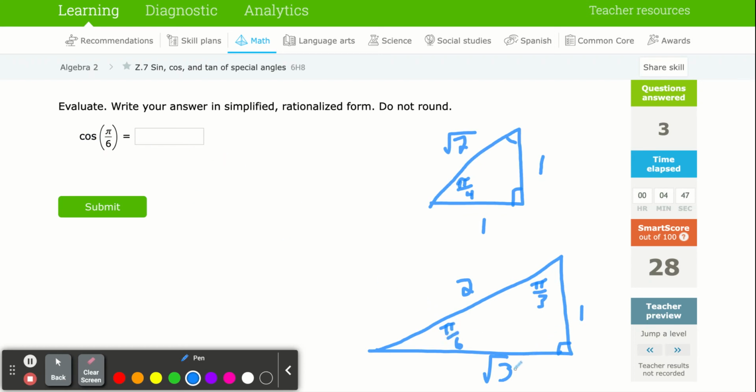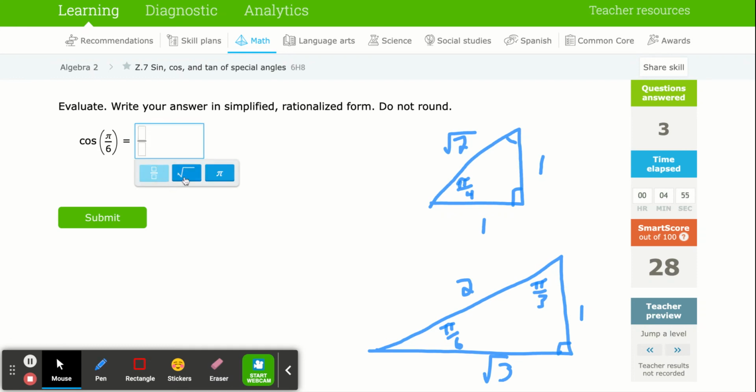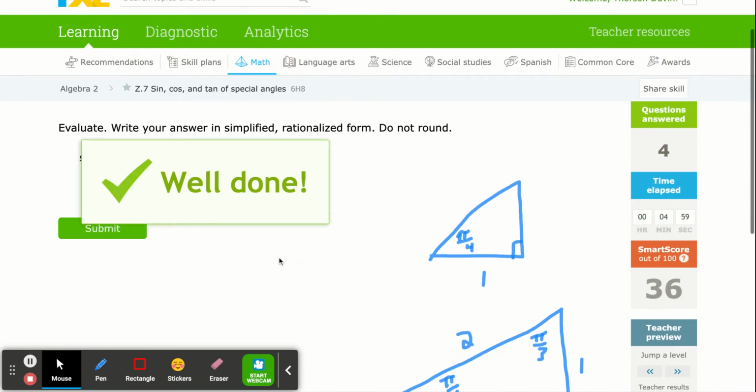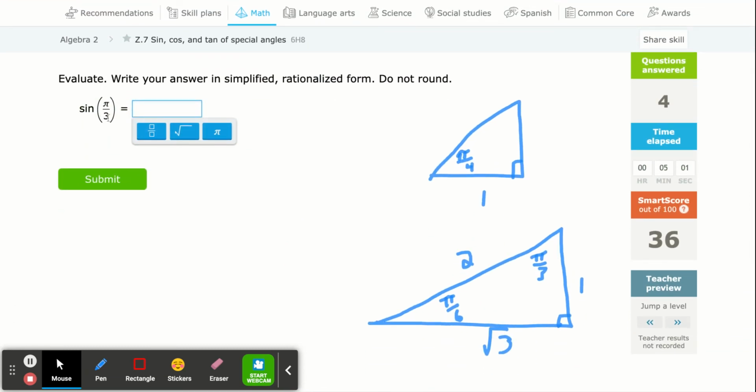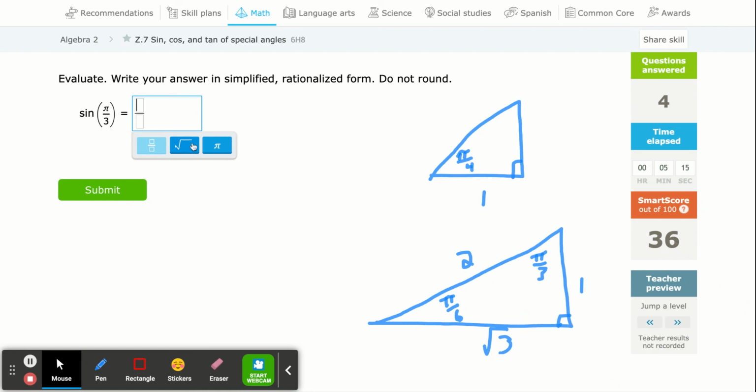So when we do the cosine of pi sixths, that's the same as the cosine of 30. Cosine is adjacent over hypotenuse. Adjacent is square root of 3. Hypotenuse is 2. So my answer would be a fraction of the square root of 3 over 2. Again, sine of pi thirds. Pi thirds up here. Sine is opposite over hypotenuse. So it's just like the last one. Opposite square root of 3, because pi thirds is up here, over hypotenuse, 2. So again, square root of 3 over 2.